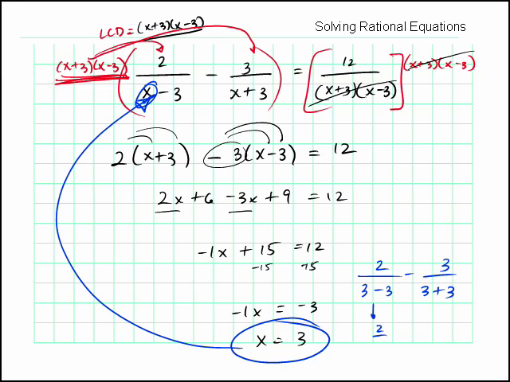Two divided by 0 right there, which of course is undefined. The answer I got causes division by 0 in the original equation. Therefore, x equals negative 3 really is not an answer. It's what's called an extraneous solution. An extraneous solution.